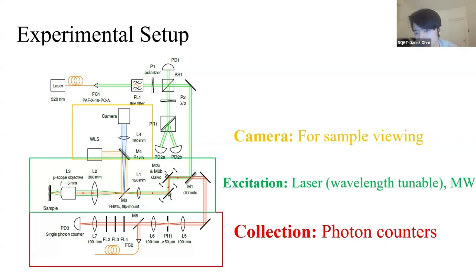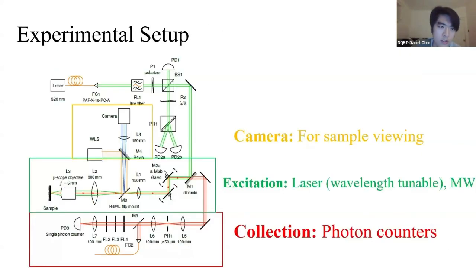The laser excites your electrons into a higher energy state. Your microwaves excite the spin states of those electrons. And the third component is called the collection, which is basically collecting the emission after you've applied your laser to your NV center. These are typically comprised of photon counters.